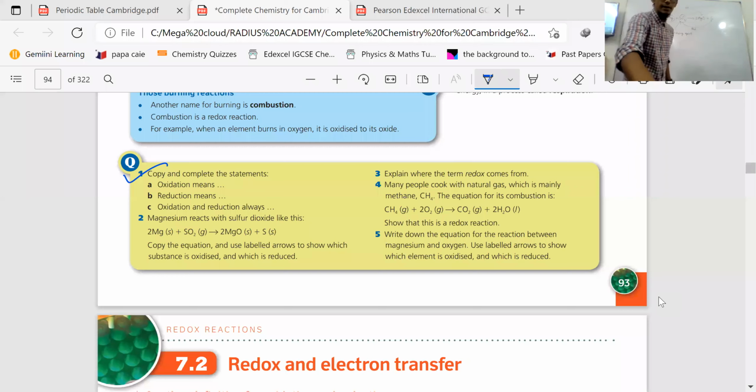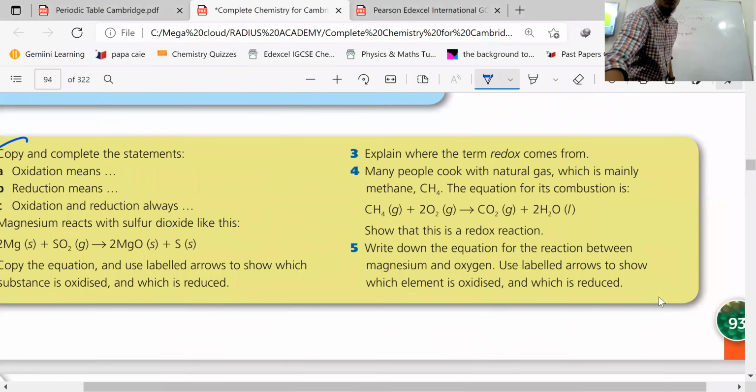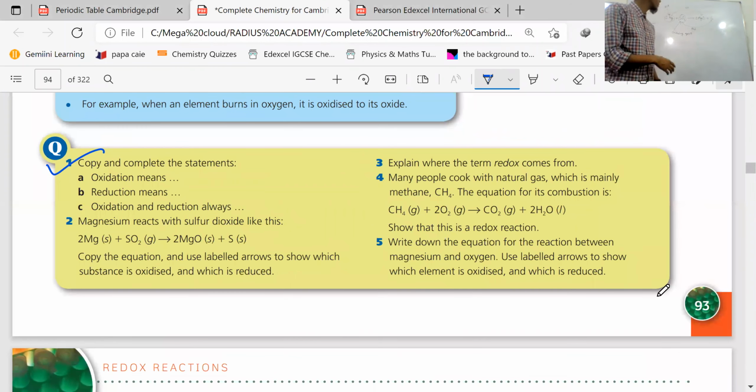Copy the equation and use labeled arrows to show which substance is oxidized and which is reduced. We have also shown which one is the oxidizing agent and the reducing agent. So the thing which is reduced cannot be the reducing agent, ever. The opposite one is the reducing agent. And the thing which is oxidized cannot be the oxidizing agent. It's just the opposite. It should be the reducing agent, right? So if you remember it that way, it will be easy, inshallah.